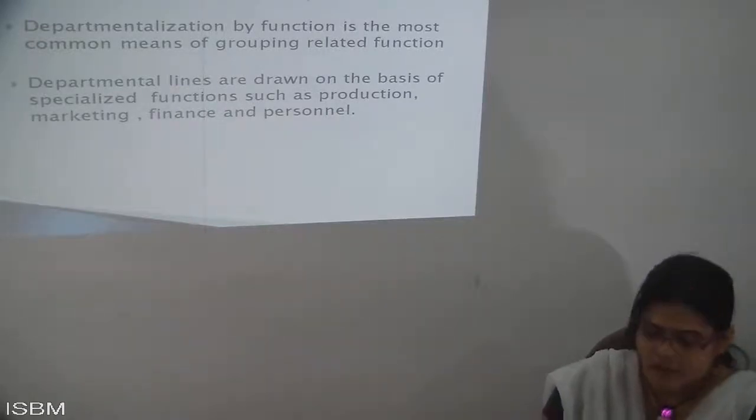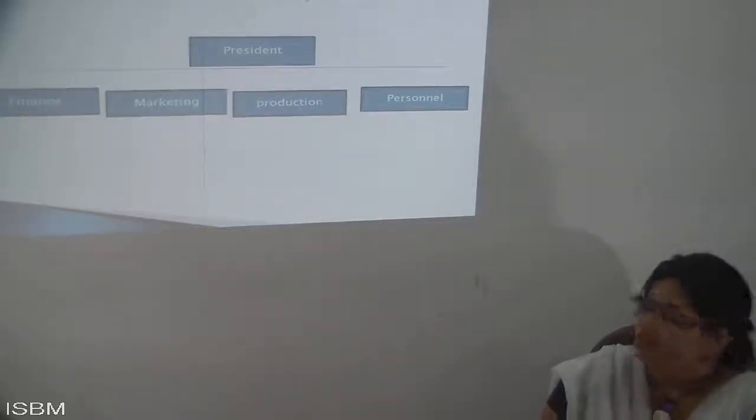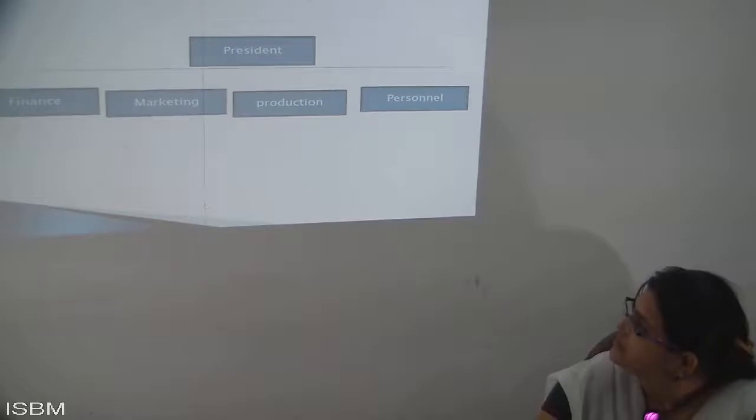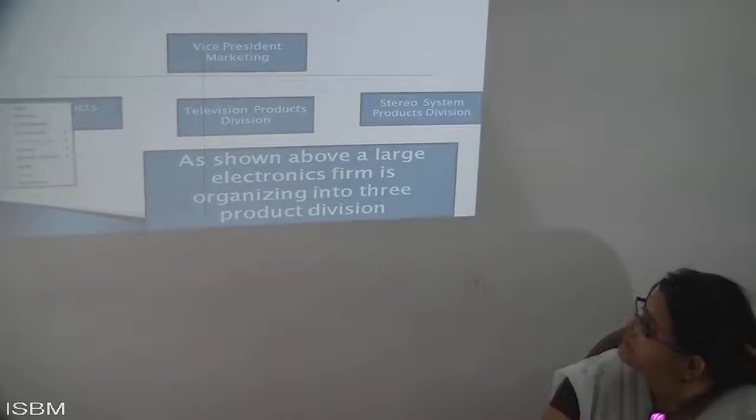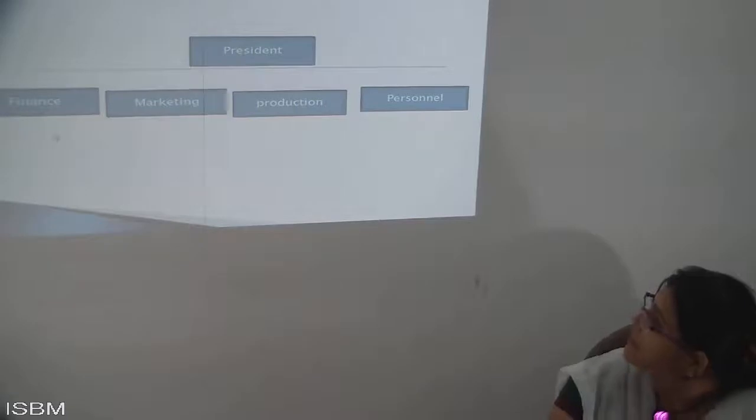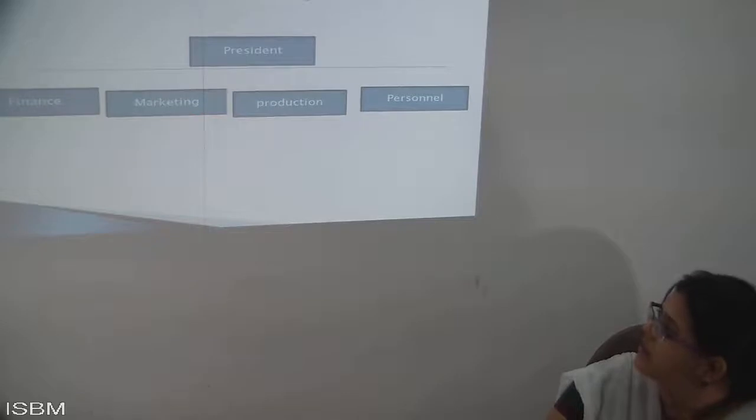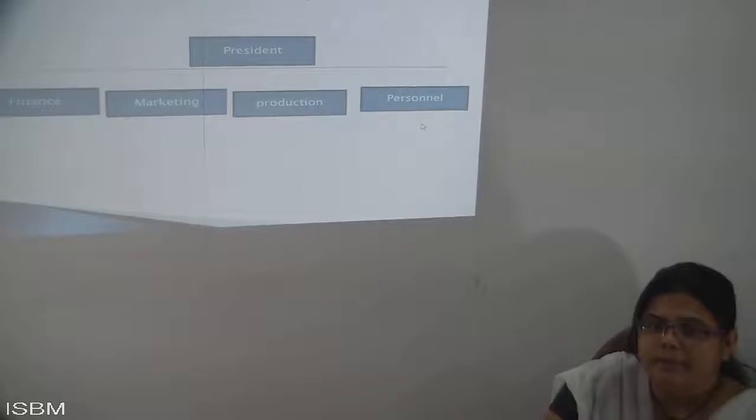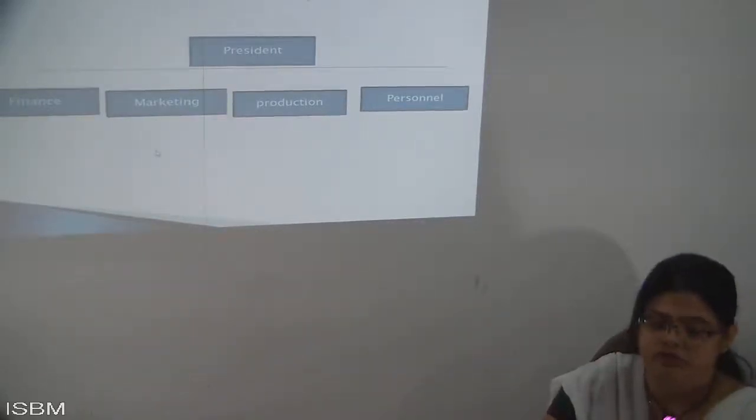Next, here I have drawn a chart of how the people are placed. First, you have a president, the higher authority, and then different types of departments: finance, marketing, production and personnel. This type of department is called departmentalization by function, meaning the organization's functions are divided into different departments.